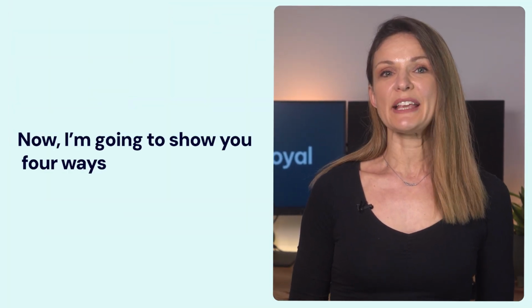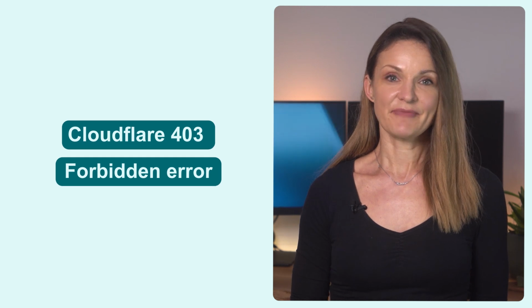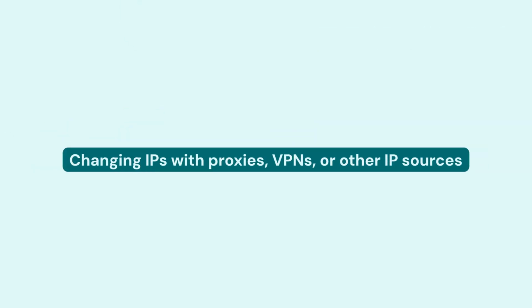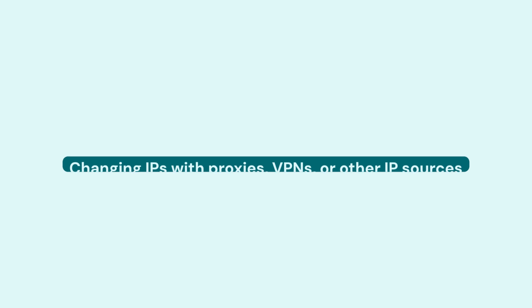You just have to change your request by tinkering with the user agent or the IP address. Now, I'm going to show you 4 ways to work around Cloudflare 403 forbidden errors. Let's start with the easiest solution: changing IPs with proxies, VPNs, or other IP sources. Using a reliable residential proxy service can make this a breeze, though VPNs and other IP sources can work too.